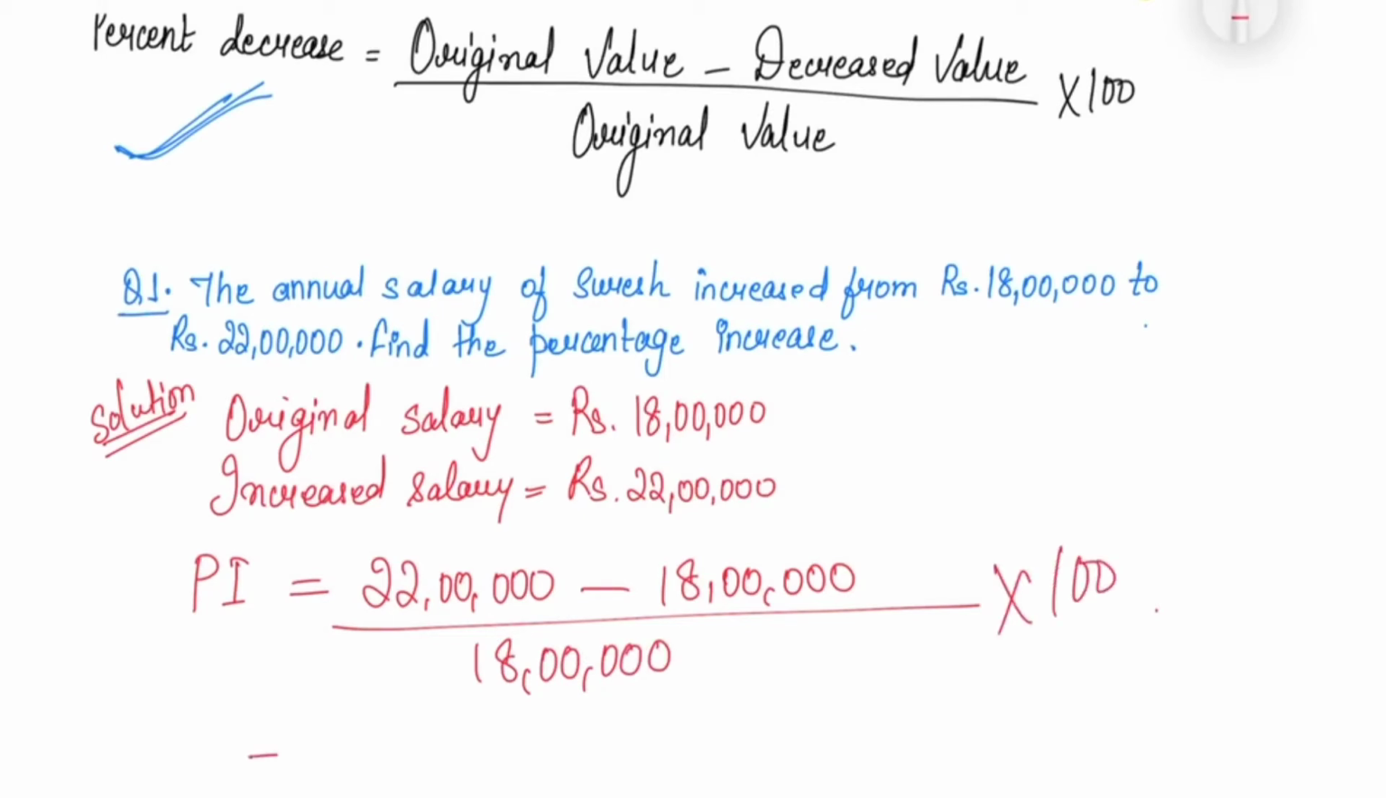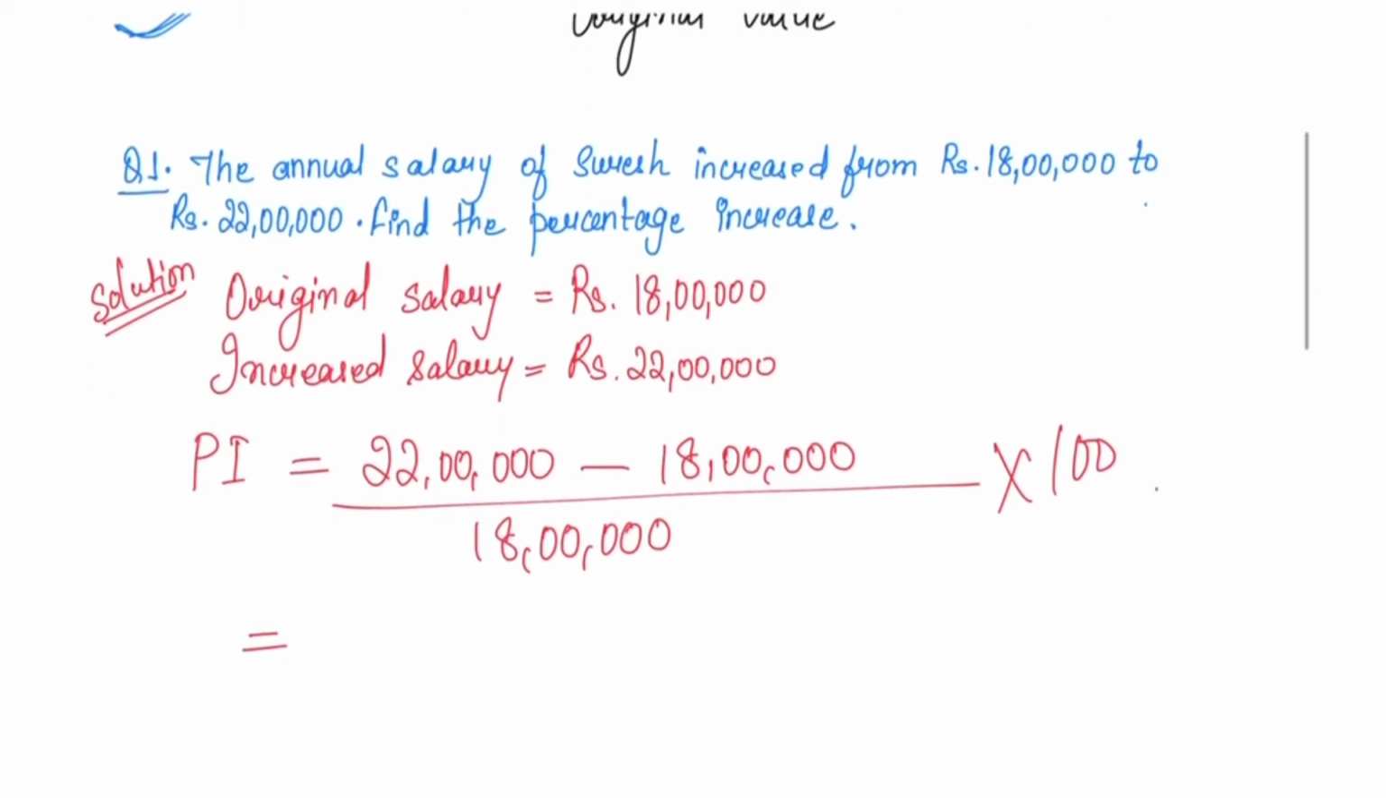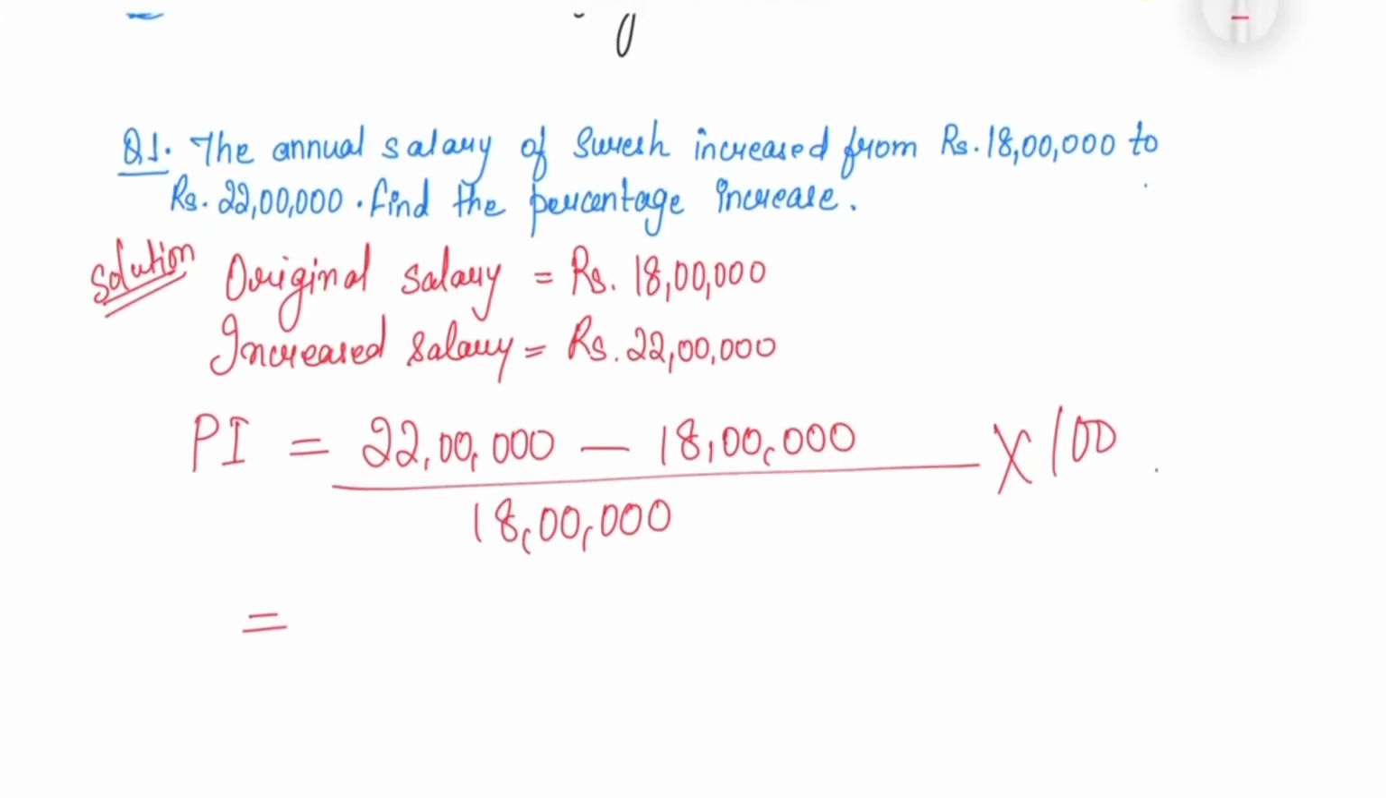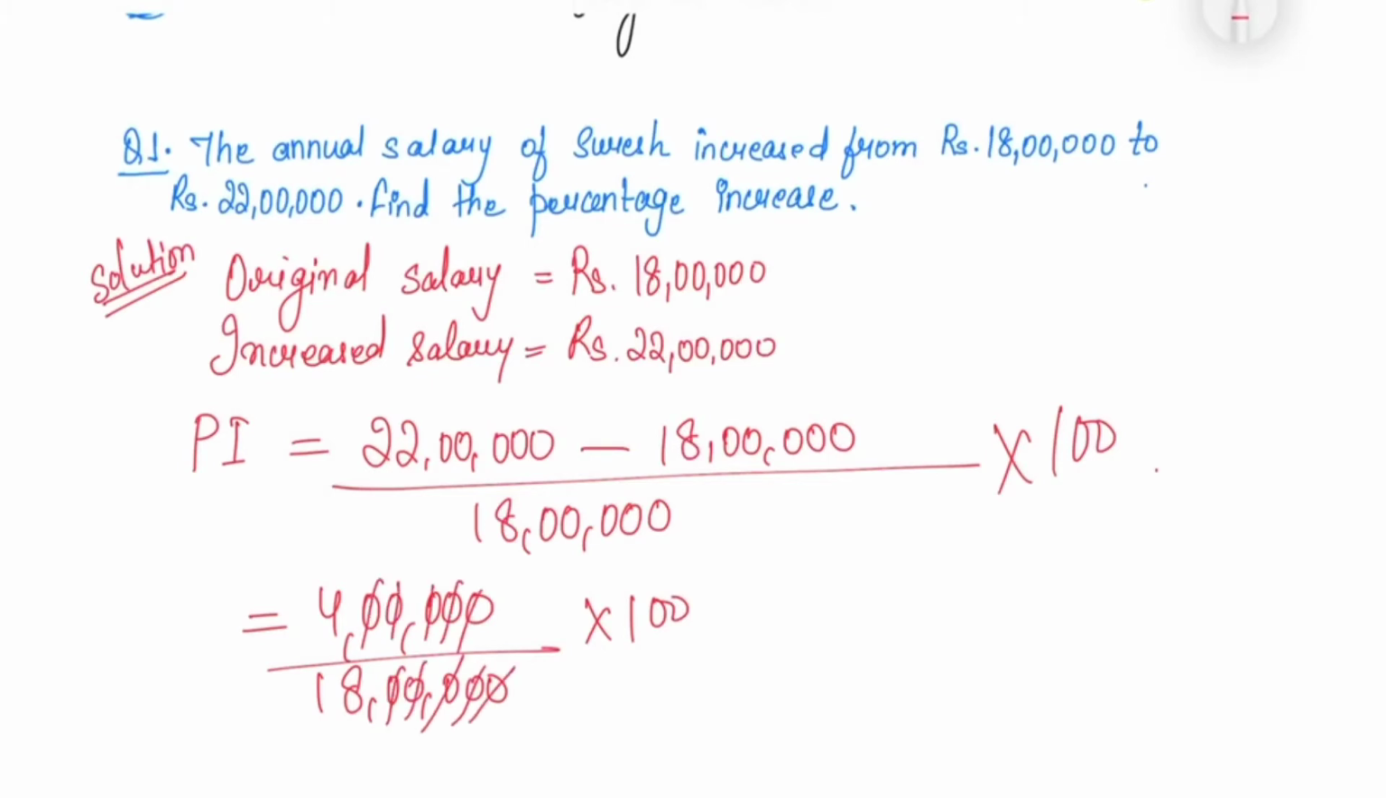When you further solve this whole thing, you will get your final answer. So let us solve it. 22 lakhs minus 18 lakhs will be 4 lakhs, right? So 4 lakhs over 18 lakhs times 100. Just cancel the zeros in the numerator and the denominator: 1, 2, 3, 4, 5 and 1, 2, 3, 4, 5. So now it becomes 400 over 18.